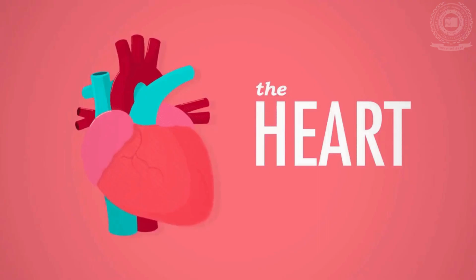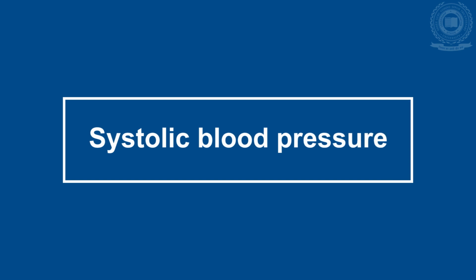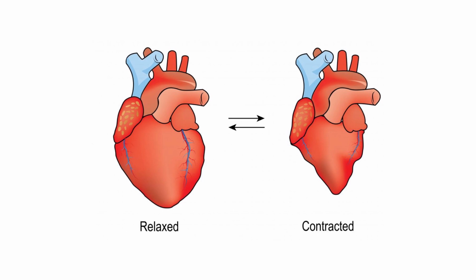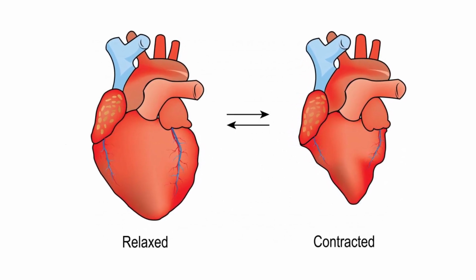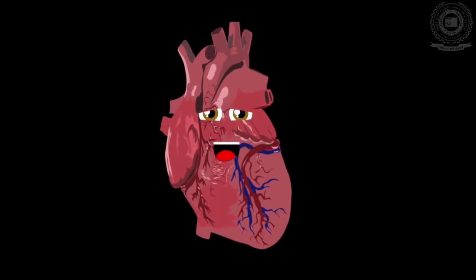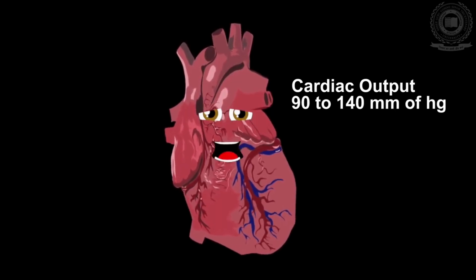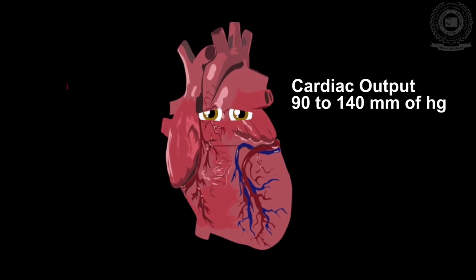Blood pressure is the force on the wall of the blood vessel by the blood as it is pumped around the body by the force of ventricular contraction. Systolic pressure is the pressure of the blood as a result of contraction of the ventricles. Normal range is 90 to 140 mm of Hg.